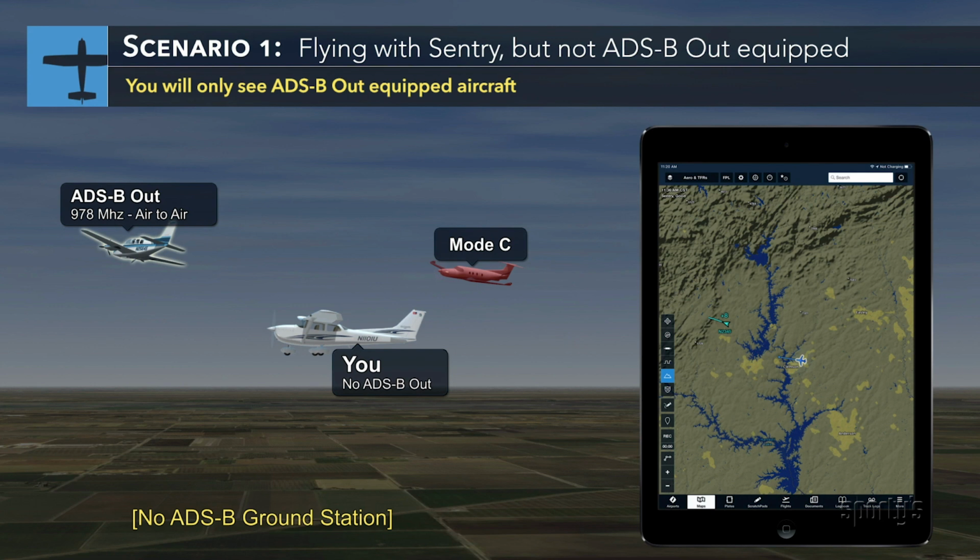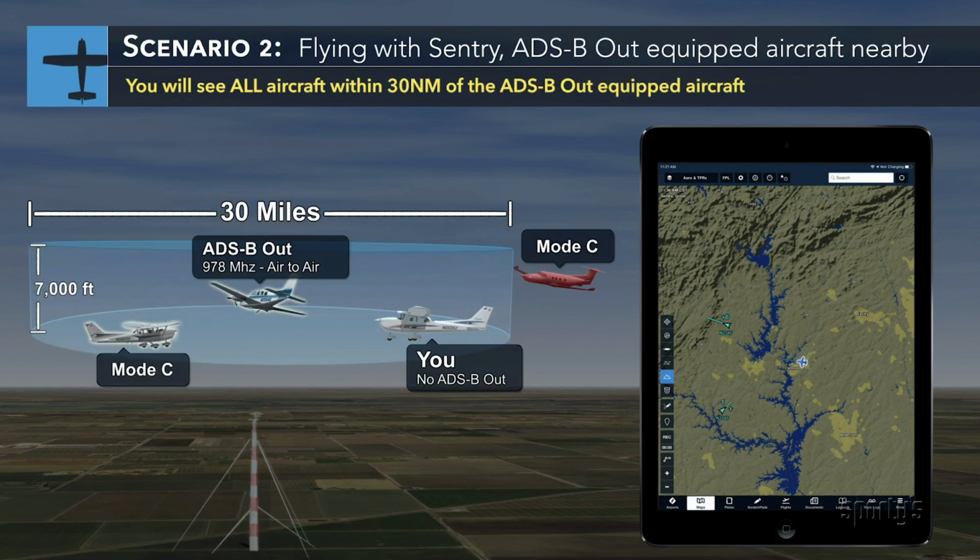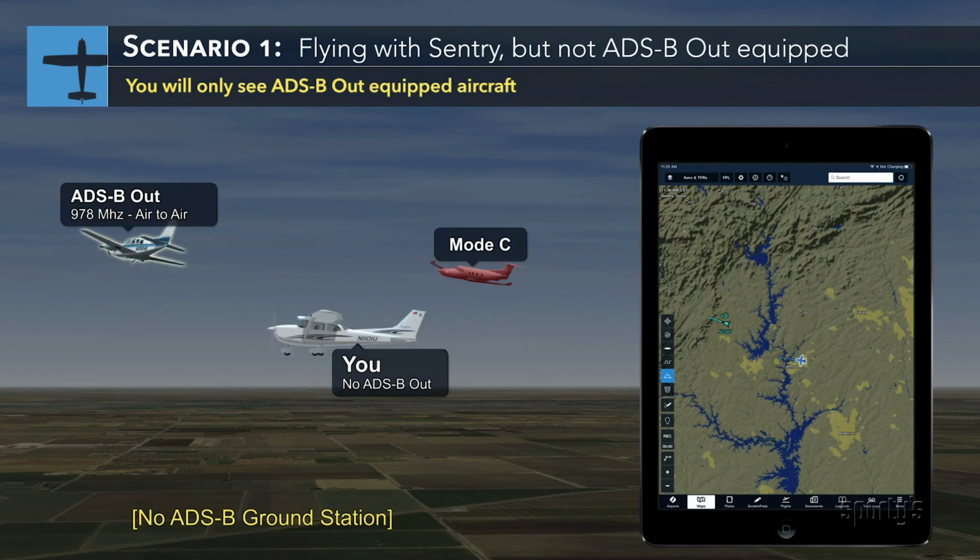So as we move on to scenario two, you'll see things get a little bit better here. In scenario two, we're still flying with Sentry. Right, so go ahead. I'd just inject one thing there on that scenario one, if that's all right, John.